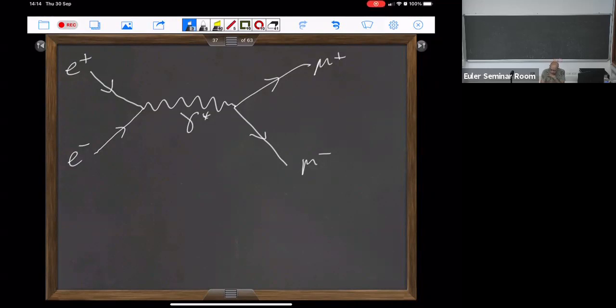just to give you an idea of how the theory interacts with the experiment and what it is about the theory that we need to be able to calculate in order to compare with the real world.